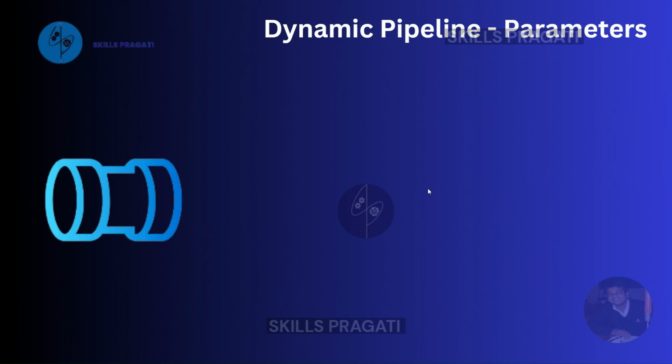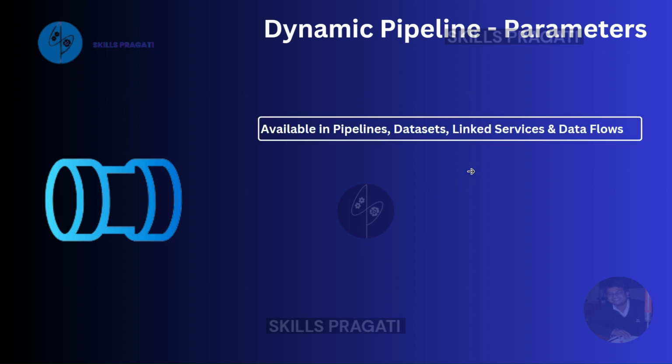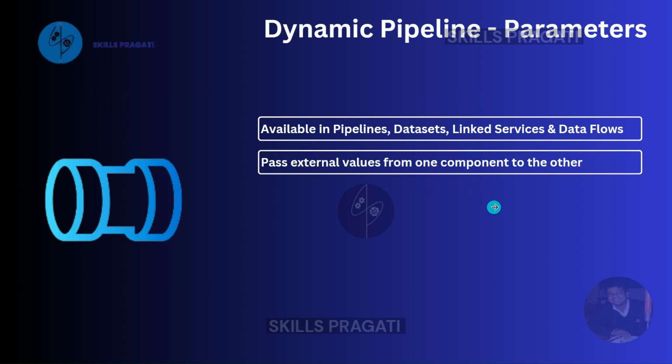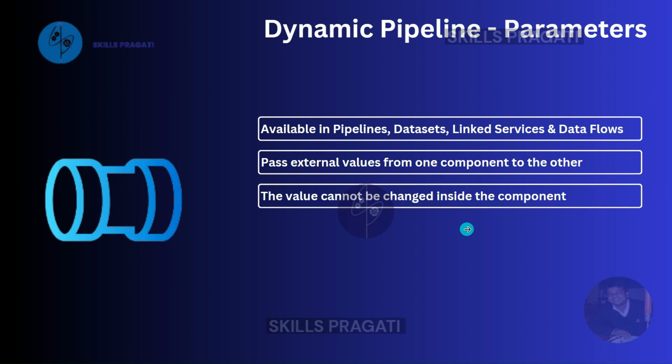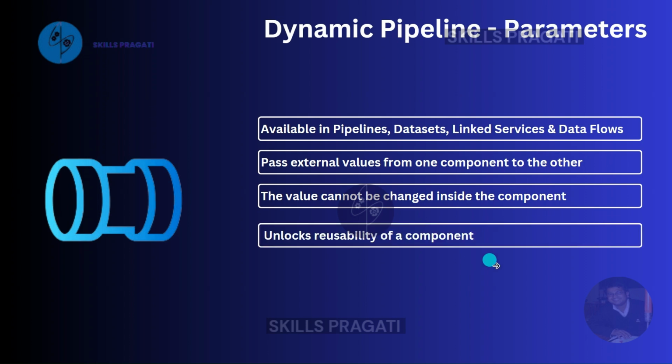The concept of parameters is very similar to that of other programming languages. Let me walk you through the parameters that are available in pipelines, datasets, linked services, and data flows. Via the parameters, you can pass values from one component to another. For example, if you created a pipeline with a parameter, a trigger or another pipeline can send a value at runtime when calling that pipeline. The value of the parameter being sent cannot be changed inside the pipeline or any other component. The main benefit of using parameters is that you can reuse the component by sending a different value each time it is being called.